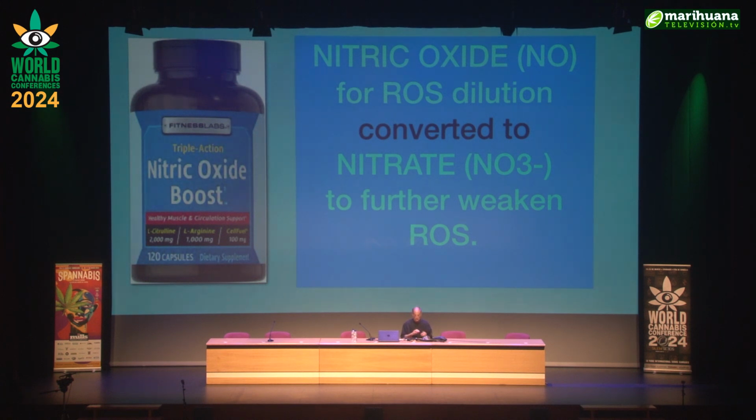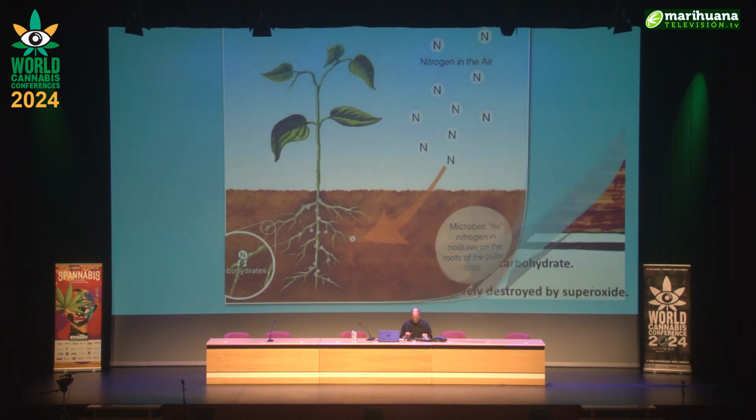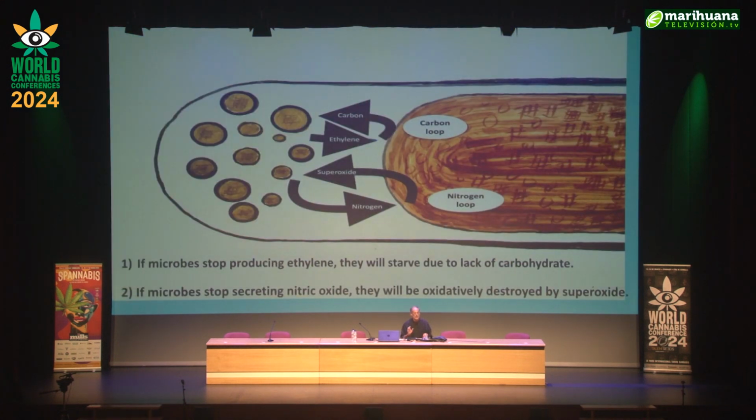It dilutes this ROS, and it makes it so that the bacteria can survive, but the nitrite turns into nitrate because the bacteria fix nitrogen inside that endoplasmic space. Up to 40% of the nitrogen your plant gets, it gets from these endophytic rhizophagy bacteria. So it's sort of trapped in a loop.